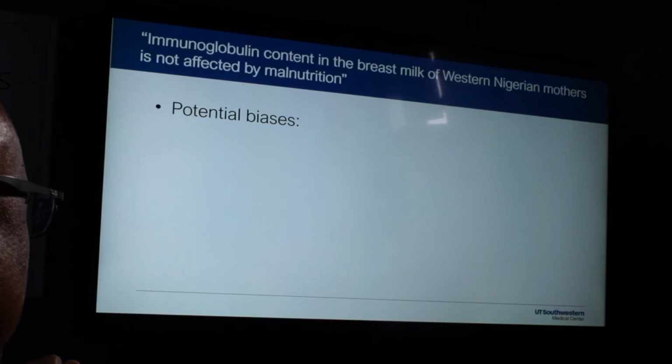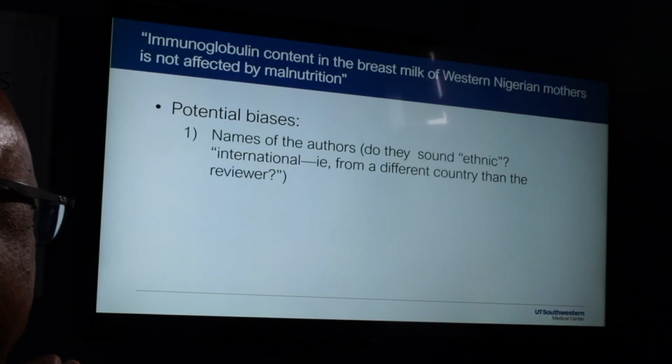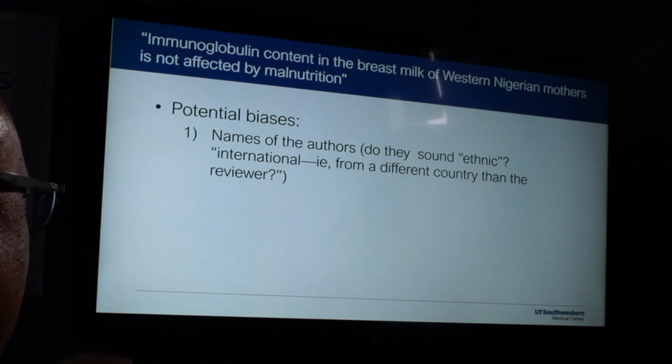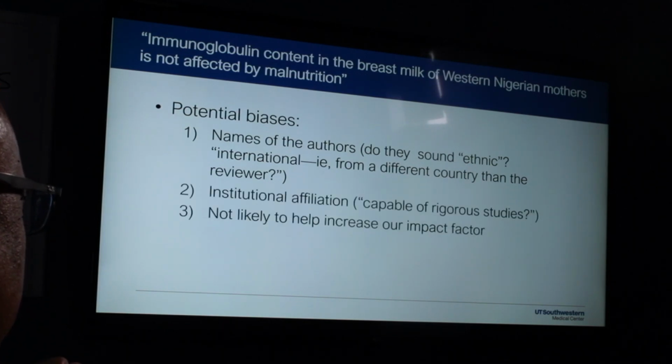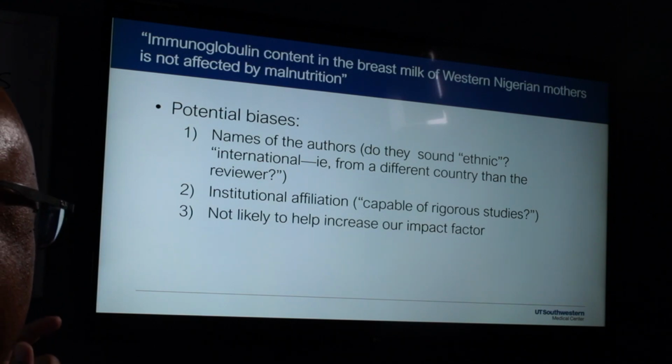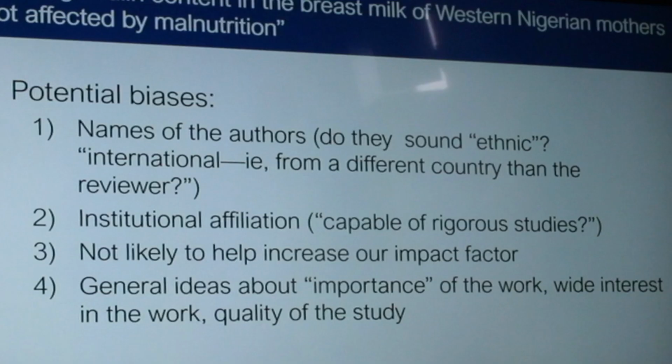Your job is to give an unbiased review, and remember, you haven't even started reading the paper yet, but there are some potential biases. There's some things here that can bias you. First, the names of the authors. Do they sound ethnic? Do they sound international? Do they sound like they're from a country different from the country that you are from? It is possible that that can trigger a negative bias.